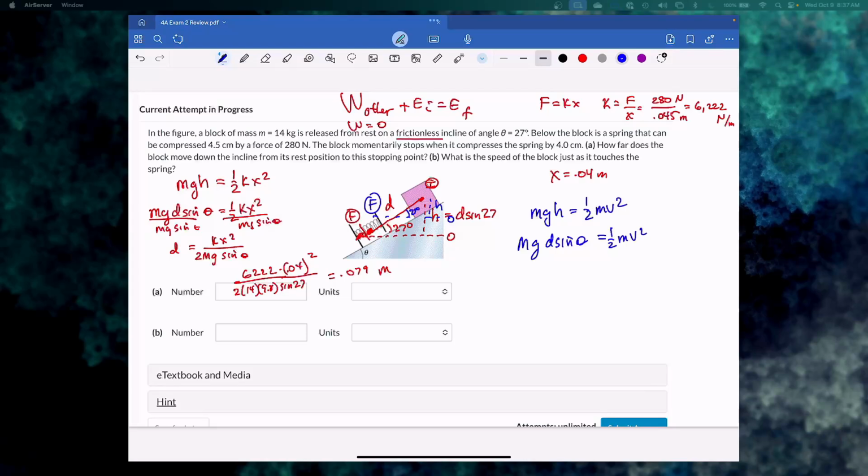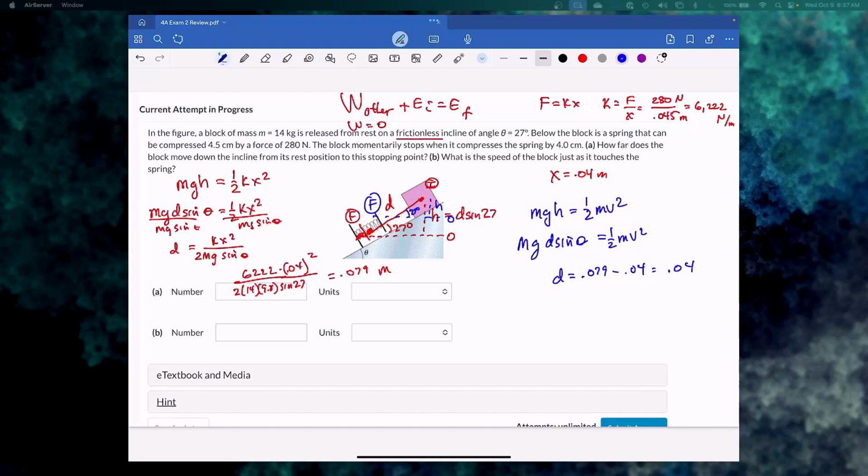What am I solving for? What did they ask for? What is the speed of the block? Okay. Do I know m? Do I know what planet I'm on? Do I know d? Yeah, it says that it slides. Oh, it didn't tell me what d is, but I can find d. Because d is going to be equal to whatever the whole distance I got last time. 0.079 minus 0.04, wasn't it? Yeah, that's my d. I'm just going to call it 0.04 because I don't want to keep doing math. Okay, so there's my d.